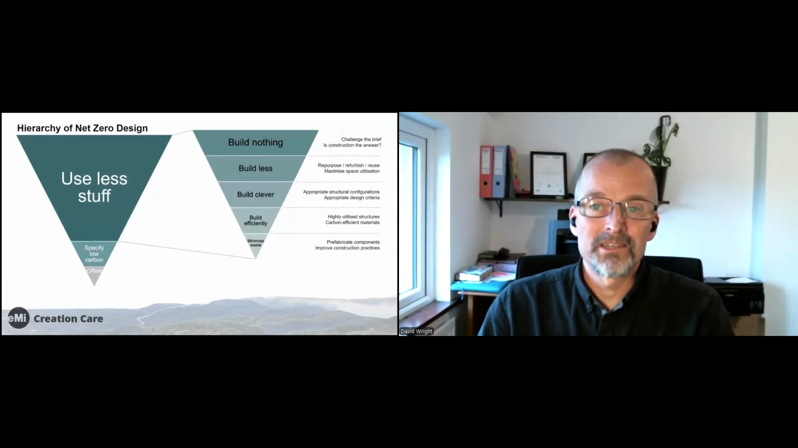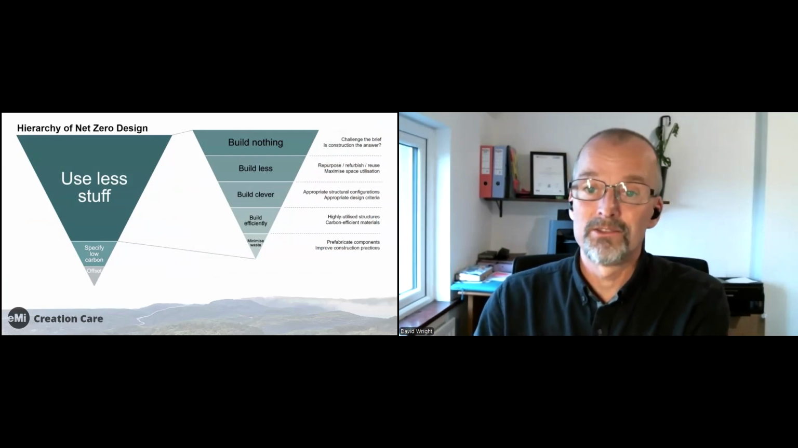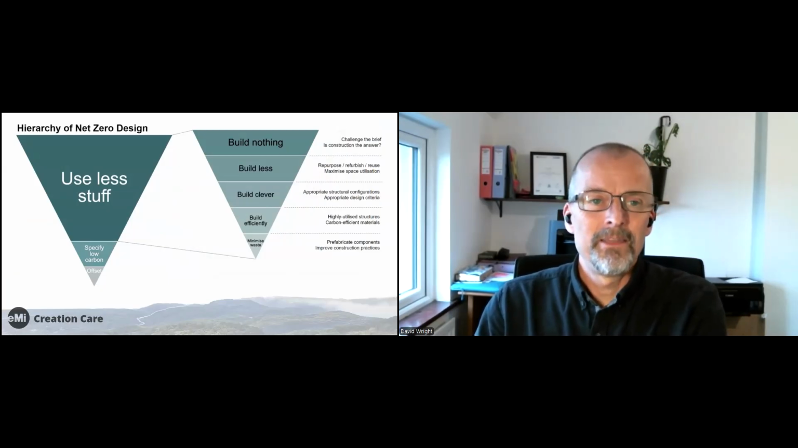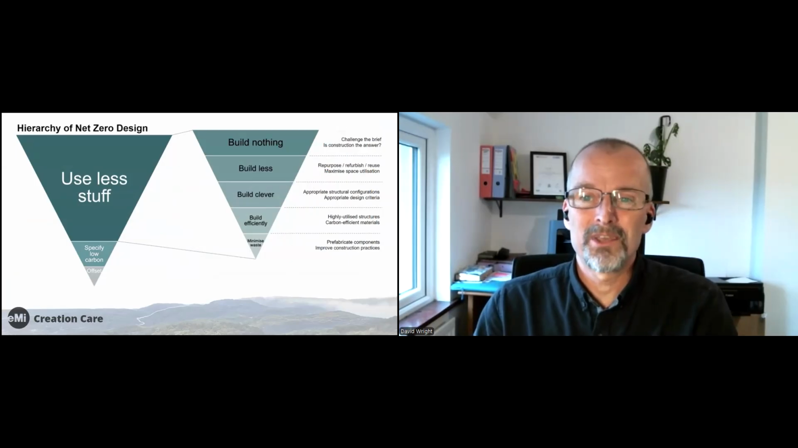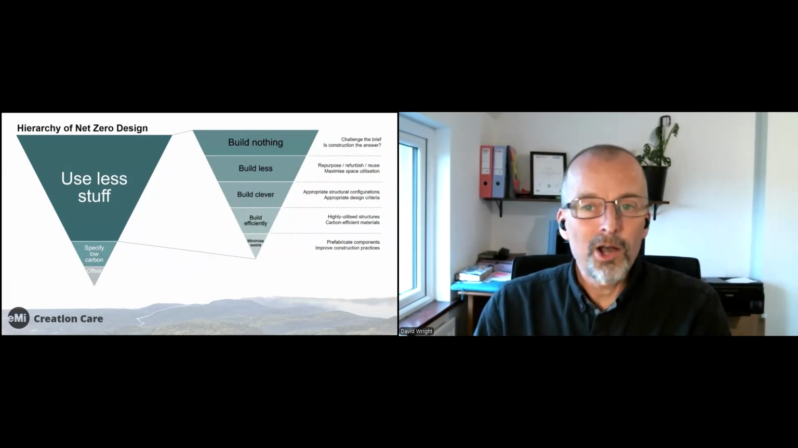And this change can be seen in the design industry in the UK as well. This was highlighted for me when I recently read an article in the Structural Engineer, the monthly magazine for the Institution of Structural Engineers. The author was talking about a past project and comparing that against the institution's so-called hierarchy of net zero design. How can we use less stuff in our designs?